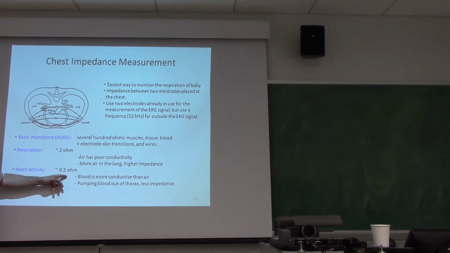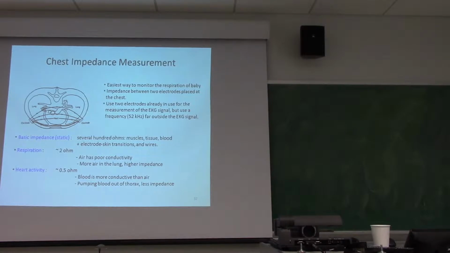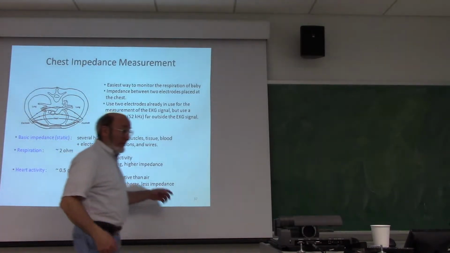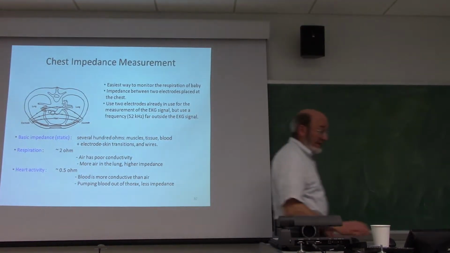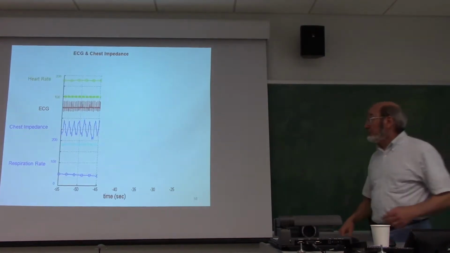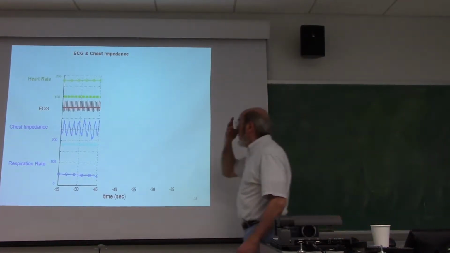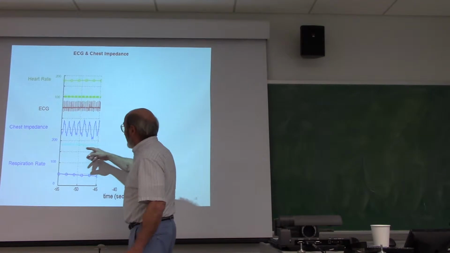Why? Blood is more conductive than air, more conductive than other tissues in the body. And with every beat of the heart, there's blood going into and out of the thorax, and there are associated changes in impedance, which I'll show you. Here are some of the signals that we see.